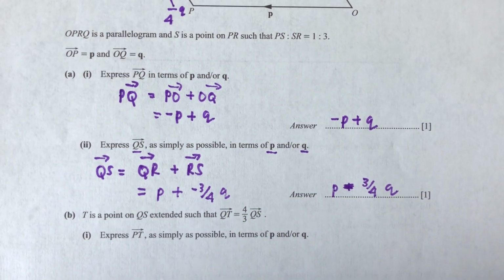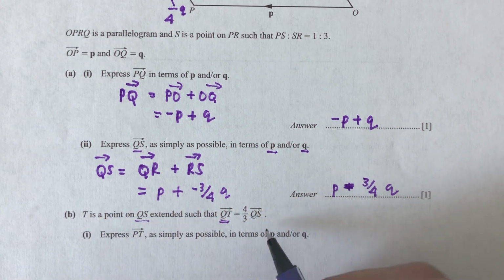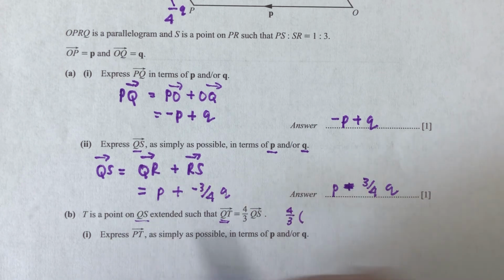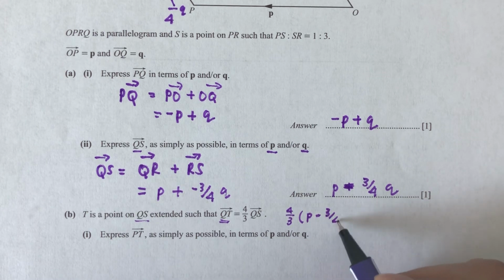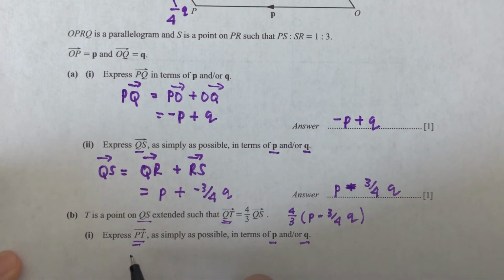Okay, so now moving on to part B. T is a point on QS such that QT is equal to 3/4 QS. So 3/4 QS is P minus 3 over 4Q. Express PT as simply as possible in terms of P and Q. So what is PT? We can move from P to Q, and then Q to T. They are both given to us.